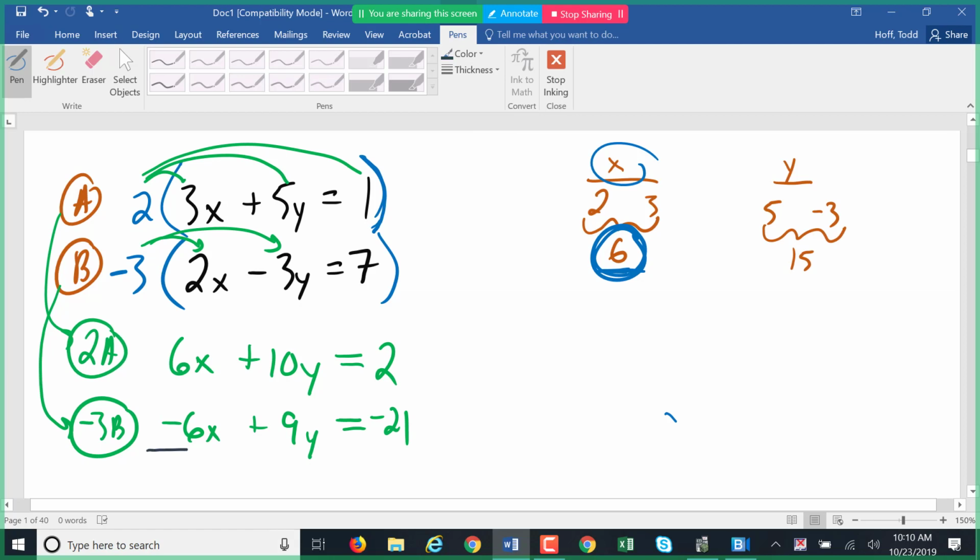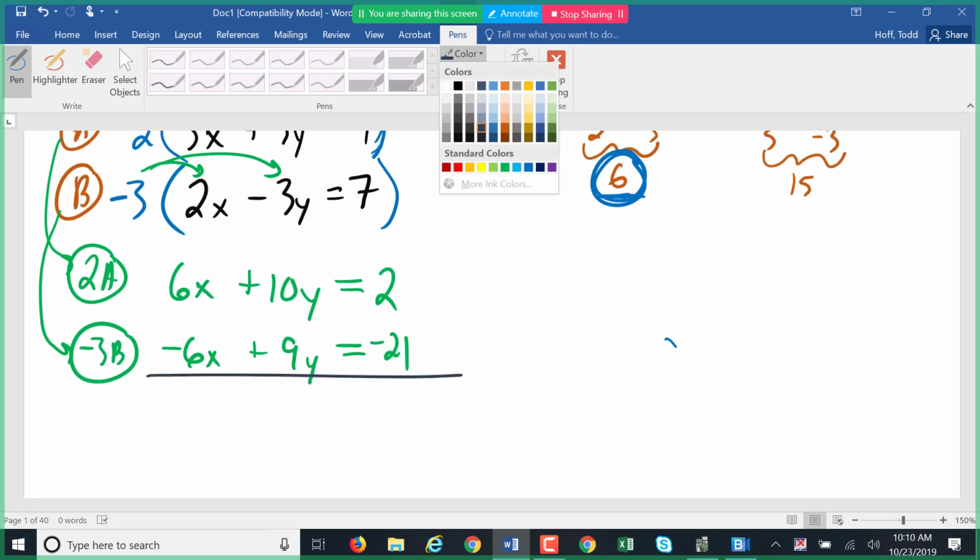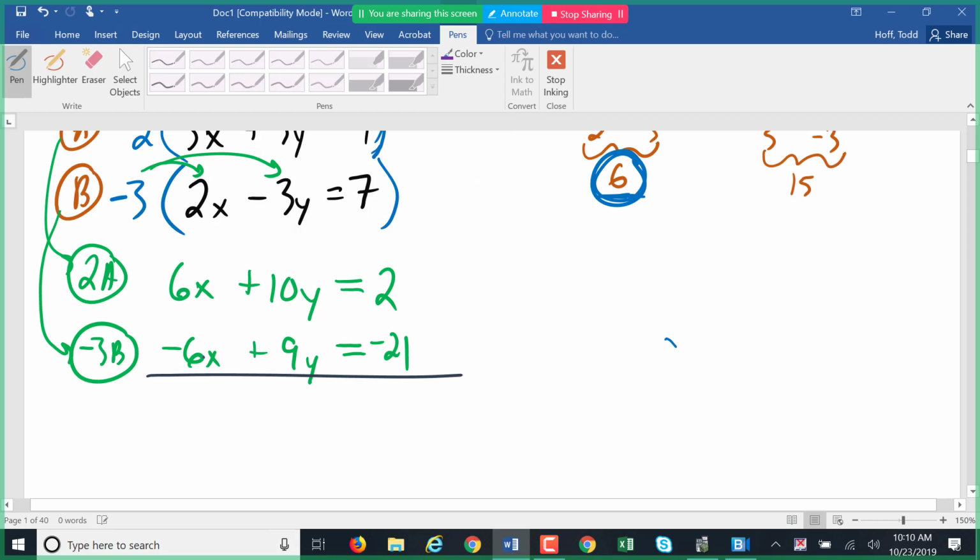Now this is set up so that if I add the left sides of my equations and the right sides of my equations, the x will cancel out. 6x and negative 6x cancel out, adds up to 0. 10y and 9y is 19y. 2 and negative 21 is a negative 19. So we have 19y equals negative 19.